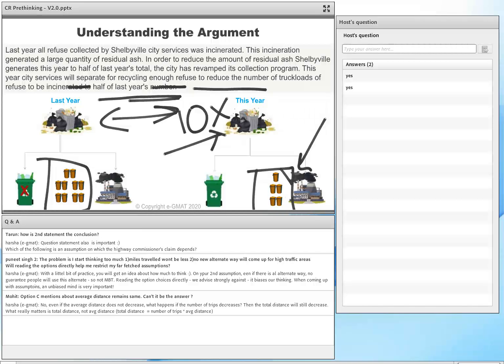Guys, more participation, more energy. Where is it? Can you guys see this? Perfect.